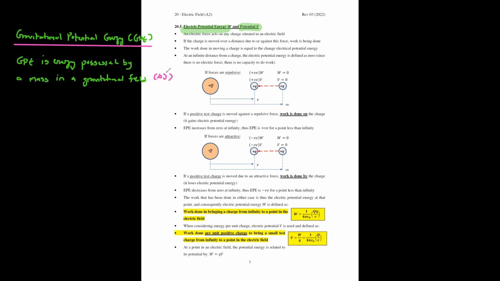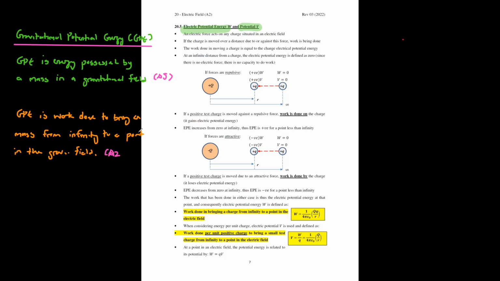But then after that, when you went on to A2, the definition changed a little, where you say that this time GPE is work done to bring a mass from infinity to a point in the gravitational field. Okay, this was your definition that you would have learned in A2 last time. This is probably the first or second chapter that you did when you started your A2, right?